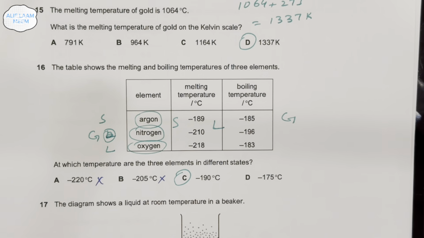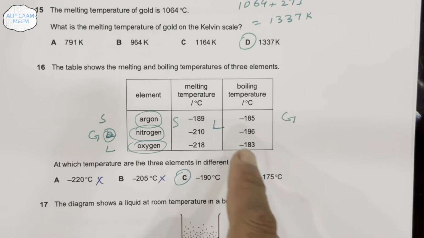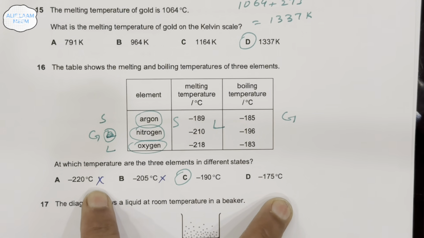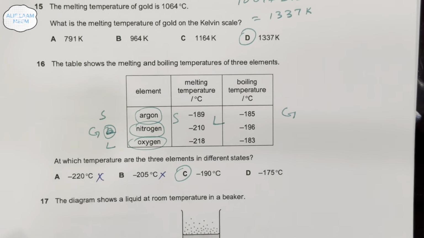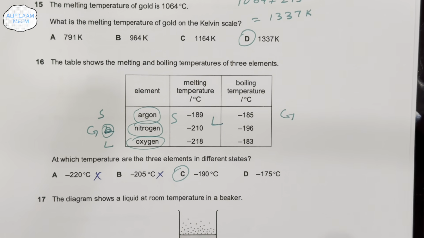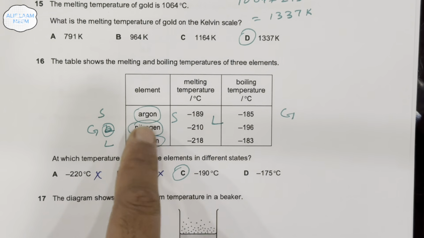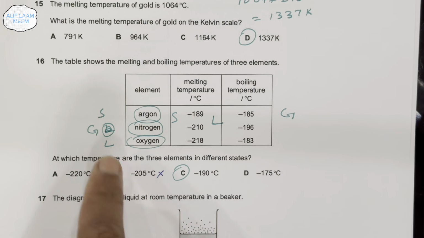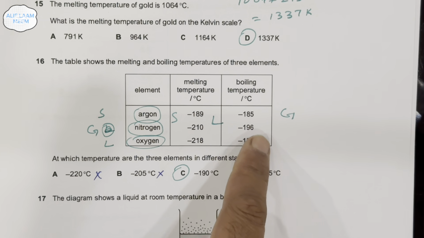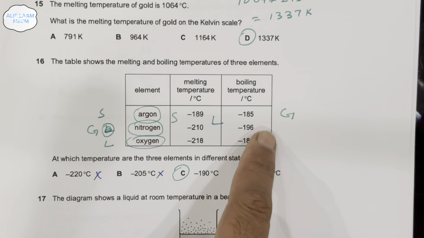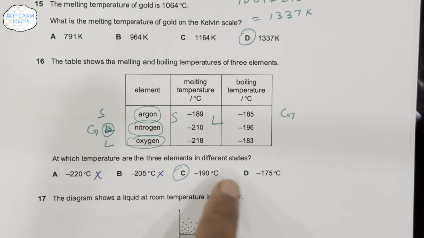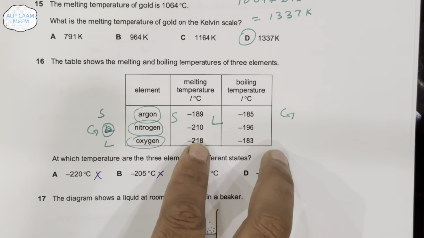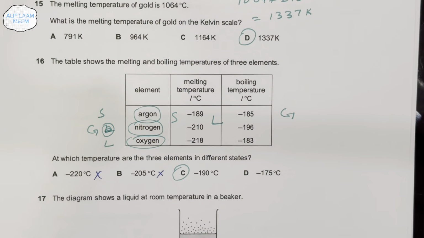Option number C is the right one, and minus 170 is lower than any of these values like minus 120. So both A and D are the most wrong options over here. Option number C is correct, because at minus 190 argon would be solid, and minus 190 is higher than that, so it would be in the gas state, and minus 190 is between those temperatures, so it would be in the liquid state.